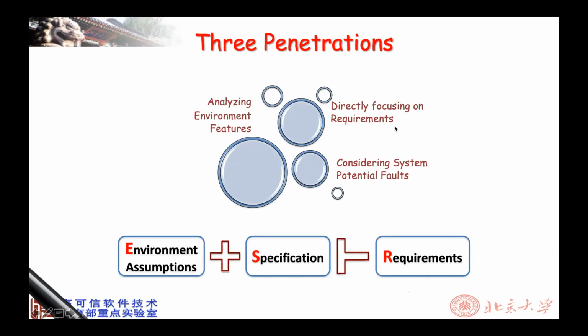In traditional requirements engineering, you only directly focus on the requirements, and in fact, for a cyber physical system, we need to analyze environment features. And also we need to consider the system's potential faults. So we need to use the three penetrations to guide our requirements engineering process.